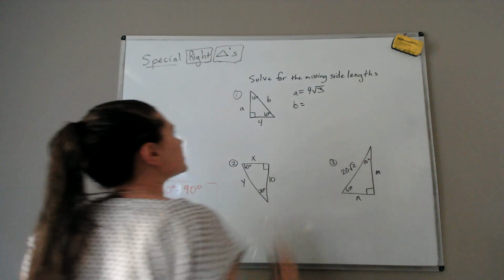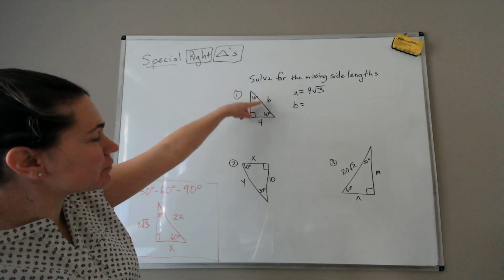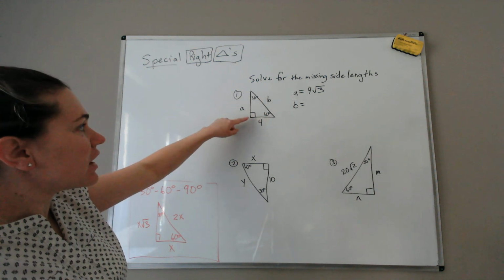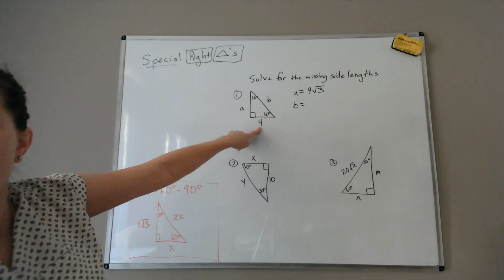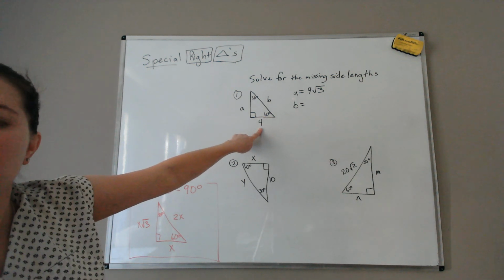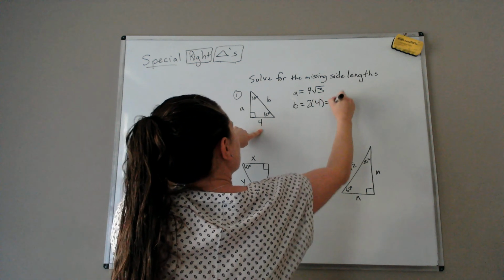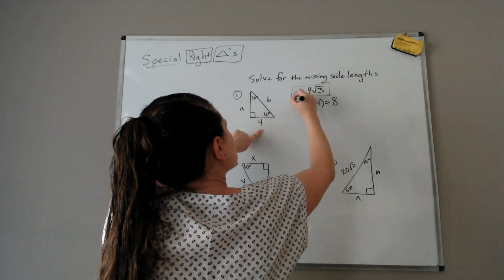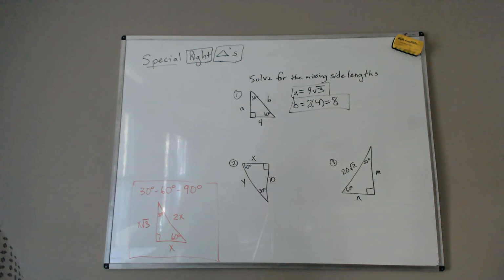B is opposite what angle? Side right here, this side length B is the hypotenuse. It's opposite 90. So whatever is opposite 30 degrees, opposite 90 is always double that. So that's going to be 2 times 4, which is 8. So A has a side length of 4 square root 3, and B has a side length of 8.